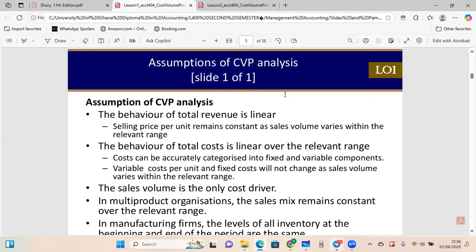The other one here is also that the behavior of total cost is linear over the relevant range. So cost can be accurately categorized into fixed and variable cost components. So under CVP, they are trying to assume that we can easily categorize cost into fixed and variable costs, which is actually difficult, right? There are some costs that have some characteristics of fixed and characteristics of variability. So with that one, we say, well, they are semi-variable costs, or they are semi-fixed costs, or they are mixed costs, right? So variable cost per unit and fixed cost will not change as sales volume varies within the relevant range.